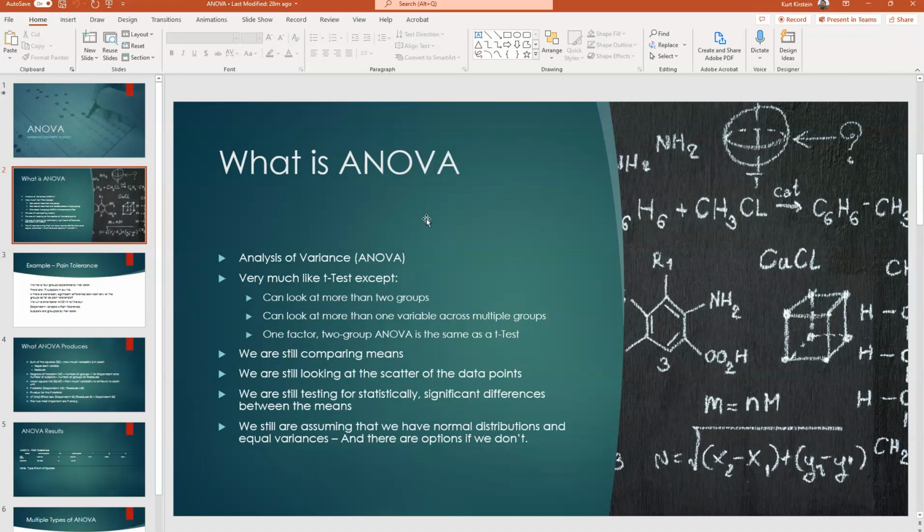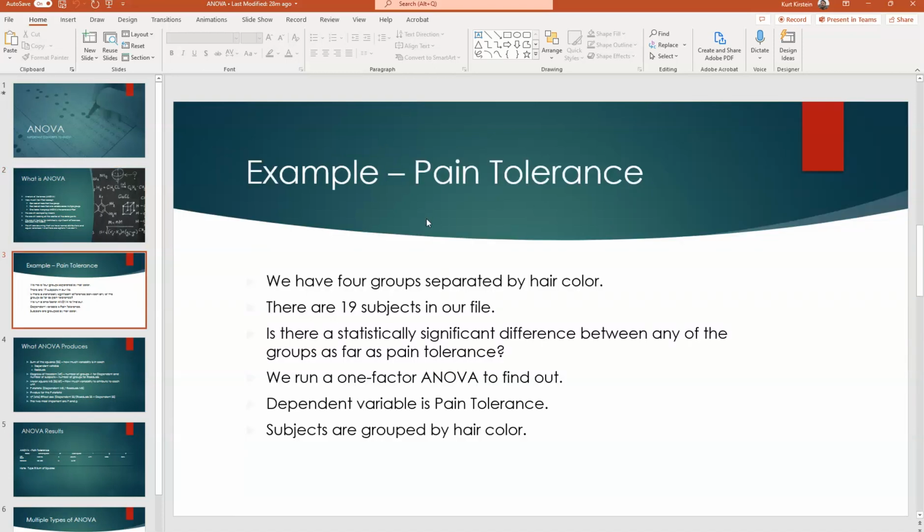We have an example in JASP that we can use, and it is the pain tolerance data set. So if you were to pull up JASP and want to take a look at this, you can select the pain tolerance data under ANOVA. So a little bit about this data set. We have four groups, and those four groups are separated by hair color. There are 19 subjects in our overall file. Three of them have 5 students, and one of them has 4. And what we want to know is, is there a statistically significant difference between any of the groups as far as pain tolerance?